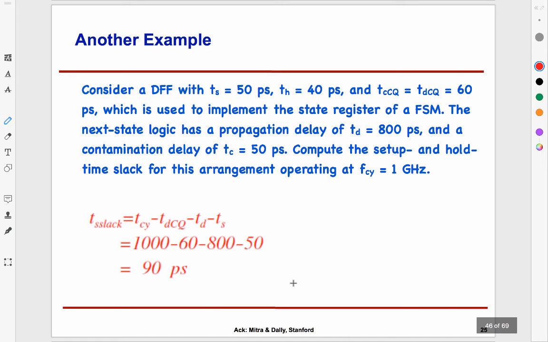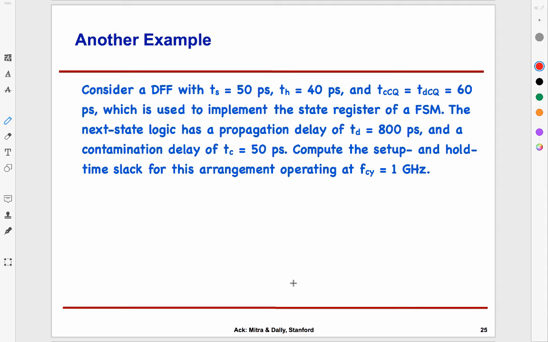Okay, let's see. Consider another example: I have a flip-flop with setup time of 50 picoseconds, hold time of 40 picoseconds, and both contamination and propagation delay of 60 picoseconds. We are using it to implement the state register of an FSM. The next state logic has a propagation delay of 800 and contamination delay of 50. Compute the setup and hold time slack for this arrangement.